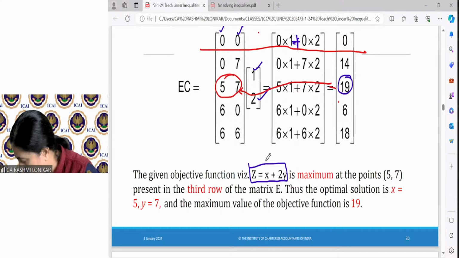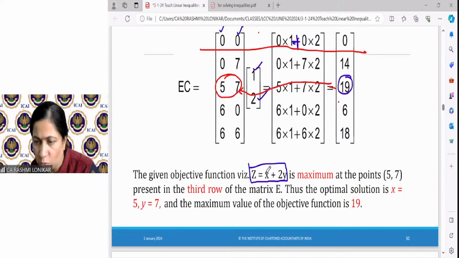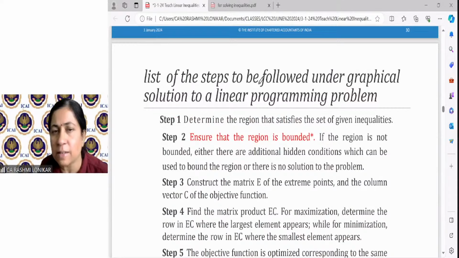This 1 and 2, this is from this: Z is equal to x + 2y, so for x you have the coefficient as 1, for y you have the coefficient as 2, so 1 and 2. Okay, so now we have solved the sums. Now we have to see how we are going to do it graphically. It's already given in the book. I'm just revising it for you.